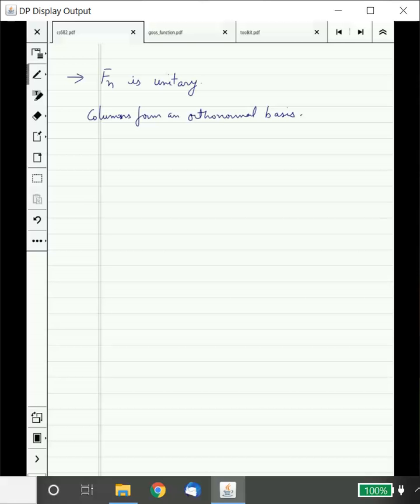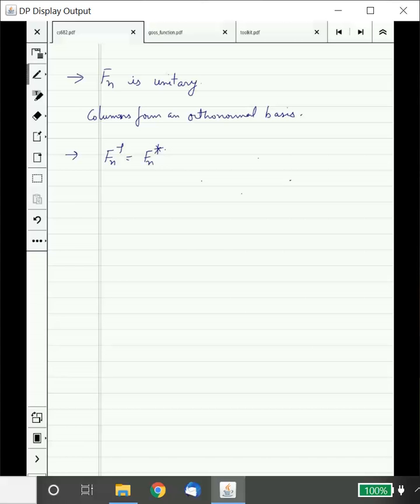Not just Fn, but if you look at any Fourier transform, it has to be unitary because the columns will be characters and characters are always orthonormal. Knowing Fn is unitary, we know what is the inverse of Fn. This is going to be Fn star.